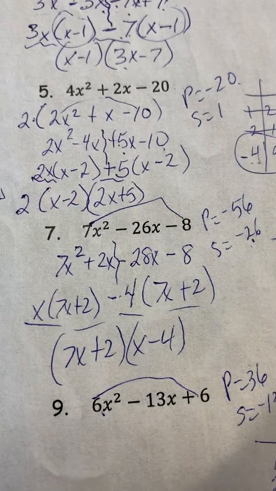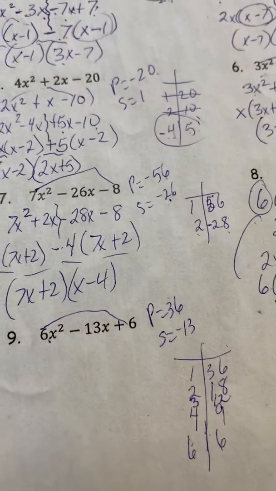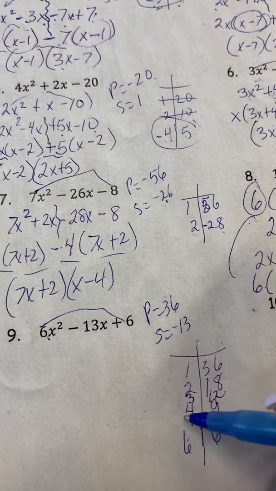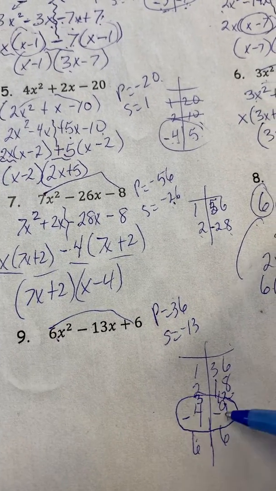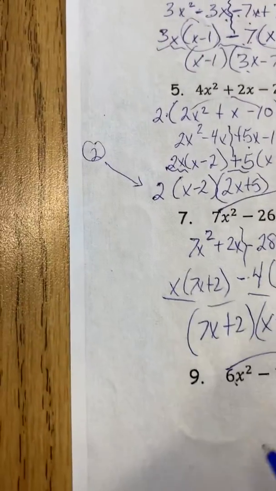Oh, we missed one. 3 and 12. Is there any way we're going to get these to add up to -13? You bet. -4 and -9. Because we need a negative times a negative to get back to this positive 36. Okay, so here we go.